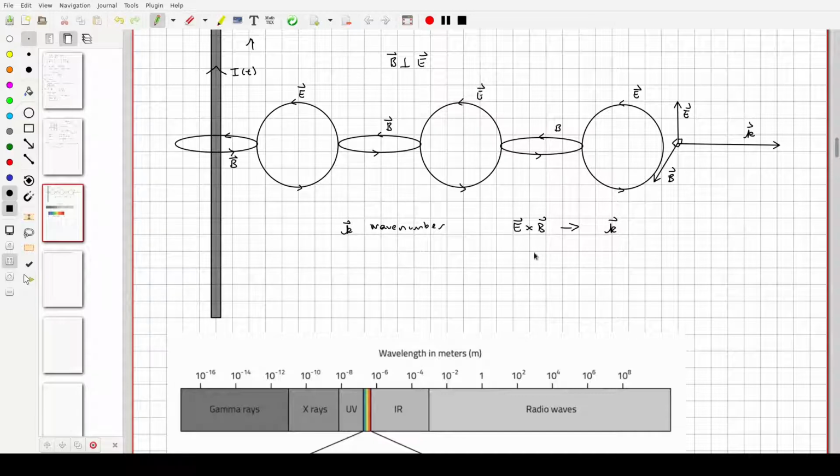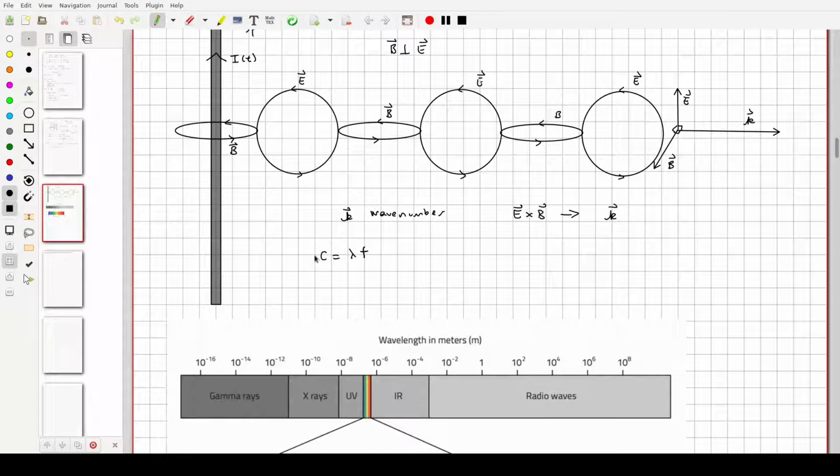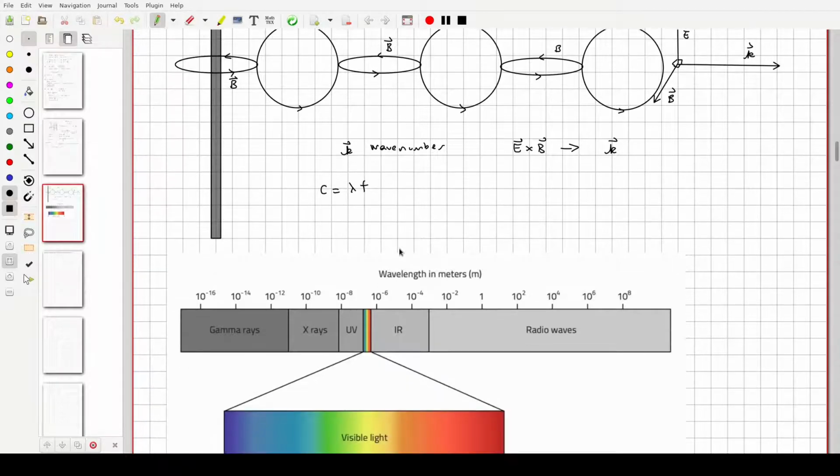I want to talk more about the wave nature of this to begin with. And that said, this is a wave, which means that the relationship between c, lambda, and f that we got way back at the beginning of the semester still holds here. The speed of your wave is equal to lambda times f. Now what about lambda and f? Well, take a look here.